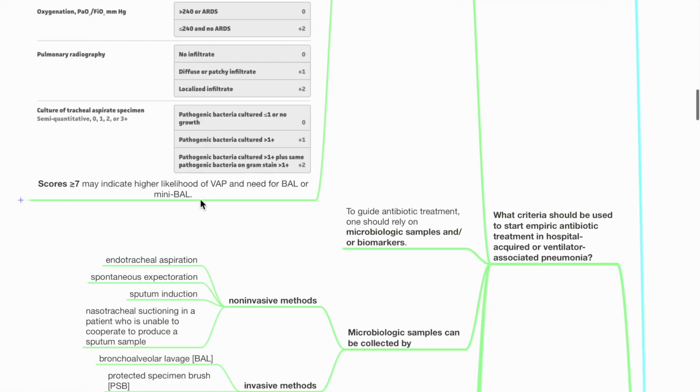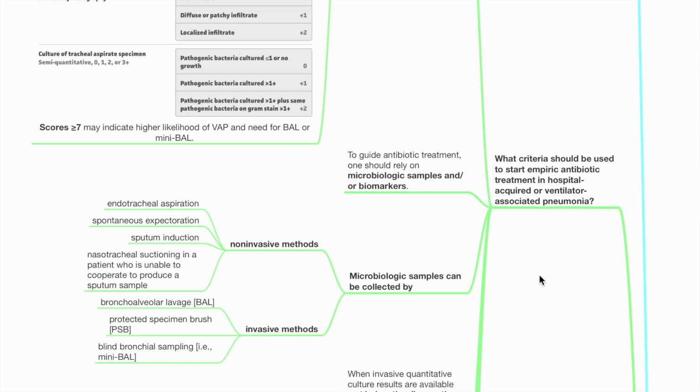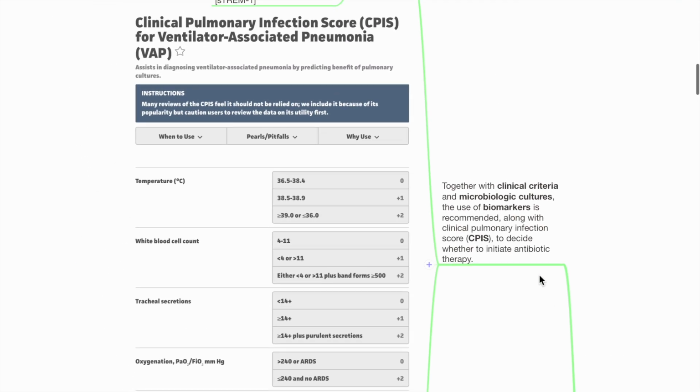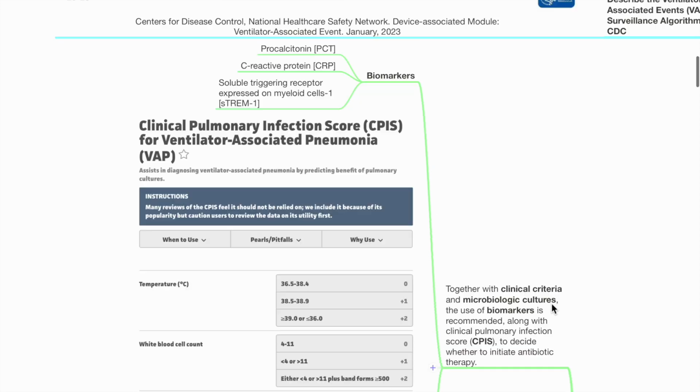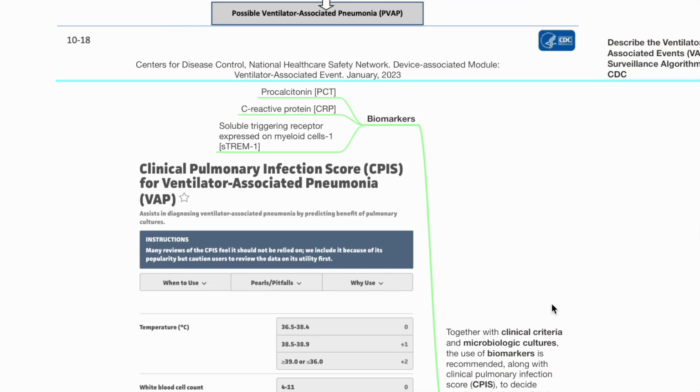What criteria should be used to start empiric antibiotic treatment in hospital-acquired or ventilator-associated pneumonia? Together with clinical criteria and microbiologic cultures, the use of biomarkers is recommended, along with clinical pulmonary infection score, to decide whether to initiate antibiotic therapy. Useful biomarkers include procalcitonin, C-reactive protein, and soluble triggering receptor expressed on myeloid cells 1, sTREM-1.